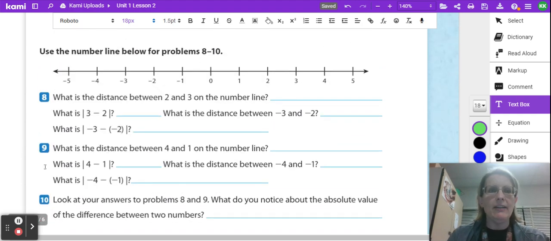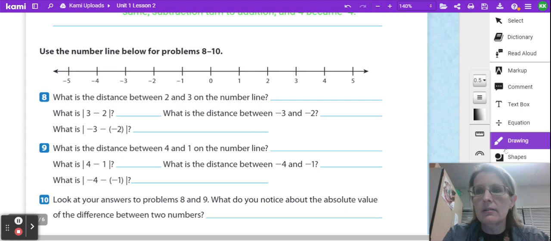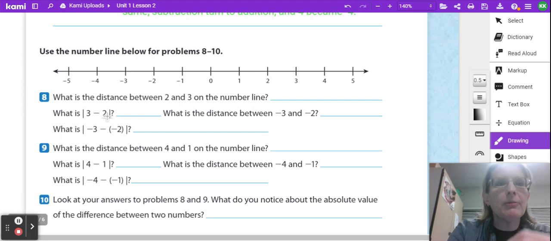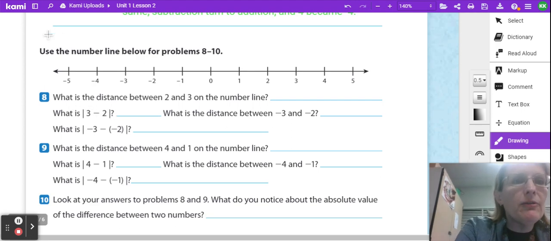Now question 8, we're learning this symbol. You should have seen it in 6th grade. That little symbol, those little up and down lines, that means absolute value. So absolute value, that's what this symbol is. And then there would be a number in there. So that symbol, the up and down lines, means absolute value.